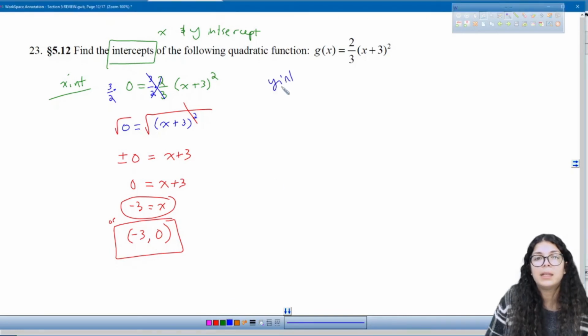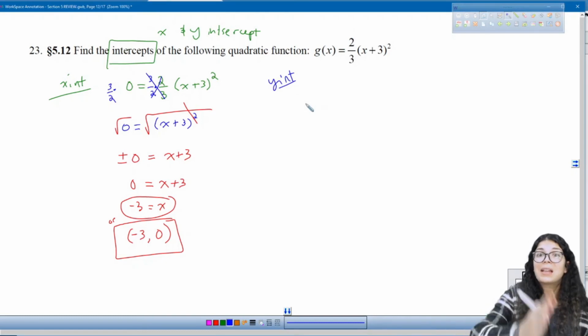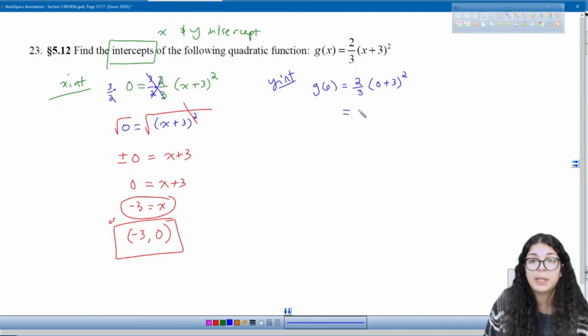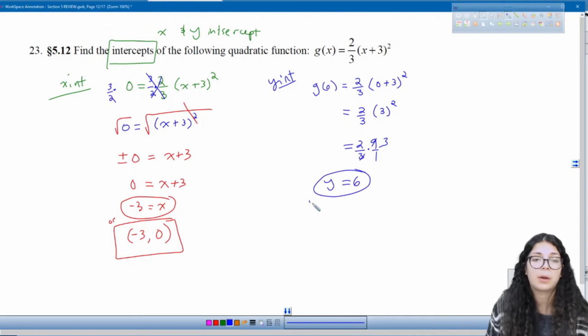Now let's find the y-intercept. For finding the y-intercept, we're going to set the x value to be 0 and then solve for y. So we're finding g of 0. 0 plus 3 is 3. 2/3 times 3 squared. Do the exponent first. 3 squared is 9. 2/3 times 9, if we cross cancel, 2 times 3 is 6. Or we could write it as an ordered pair: x value 0, y value 6.